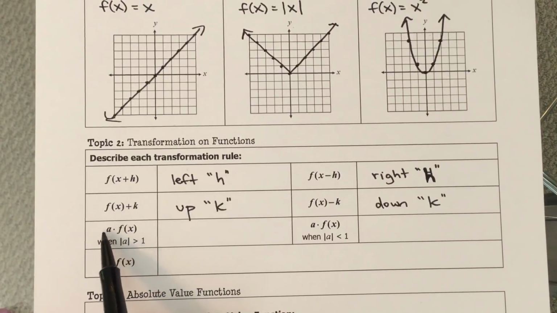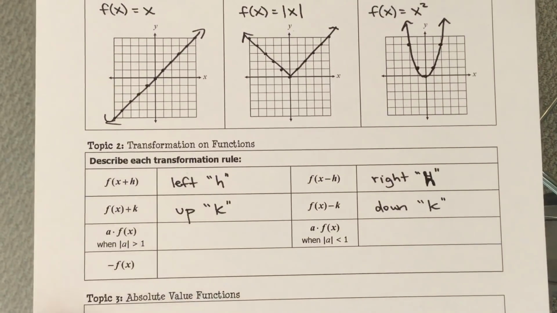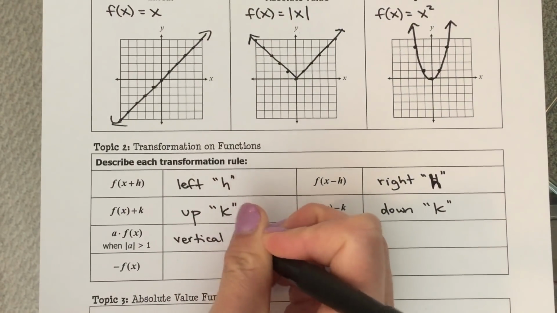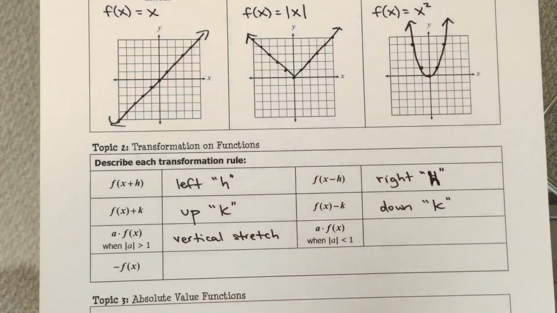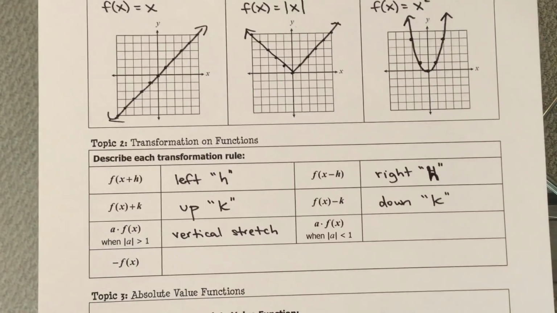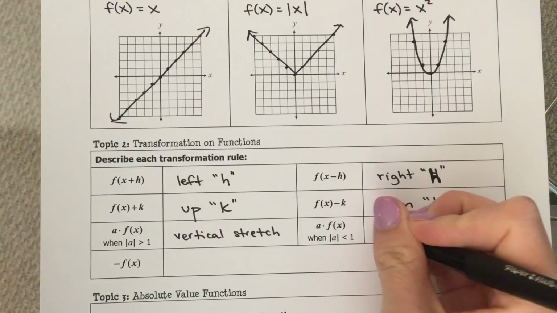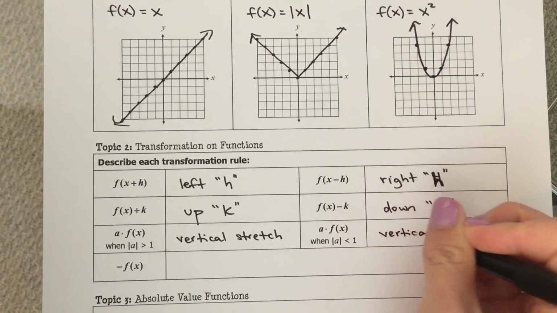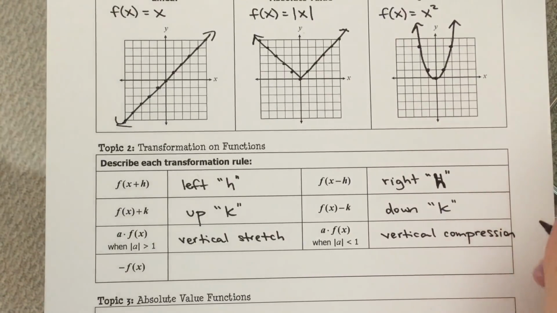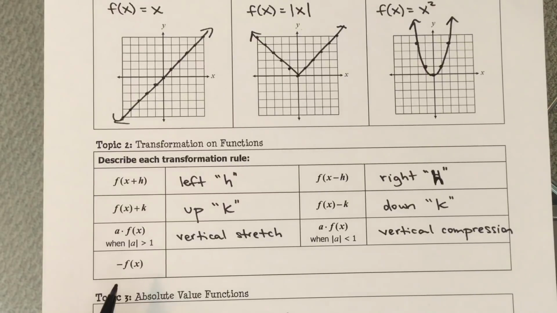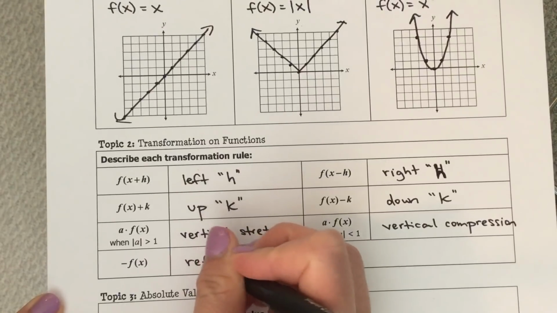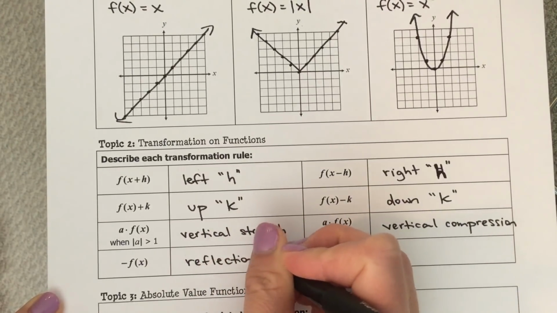If there is something multiplied by the function and that value is bigger than 1, that is going to be a vertical stretch. And so what this means basically is if your graph used to move up 1 unit, it will now move up whatever a units is. So up 2 units, up 3 units. If this value is a fraction, or if it's something smaller than 1, this will be a vertical compression, which basically makes the graph look shorter and wider than it did before. And finally, if there's a negative in front of the parent function, this is going to be a reflection across the x-axis, which essentially means you're flipping it upside down.